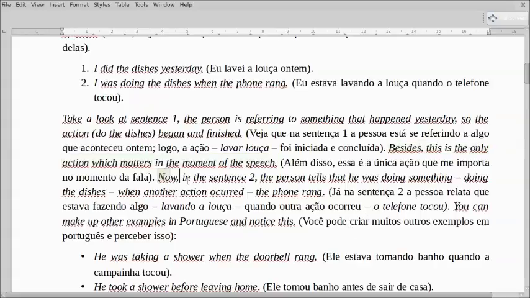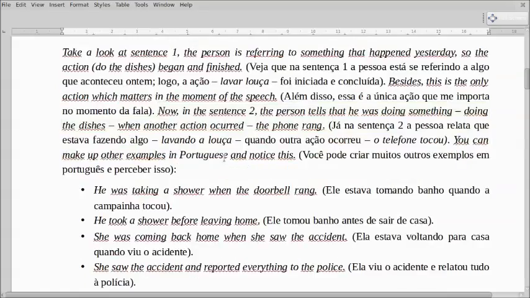Now, in the sentence 2, the person tells that he was doing something, doing the dishes, when another action occurred, the phone rang. Agora, nas frases 2, a pessoa fala que estava lavando a louça quando estava fazendo algo, lavando a louça, quando outra ação ocorreu. O telefone tocou.